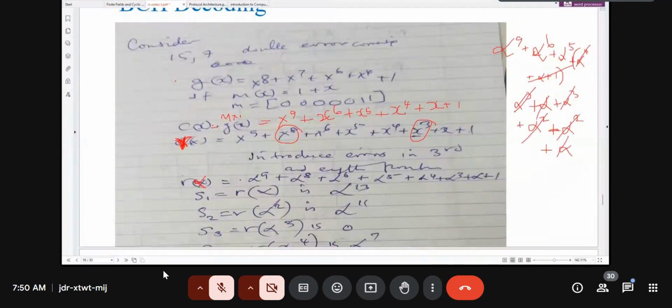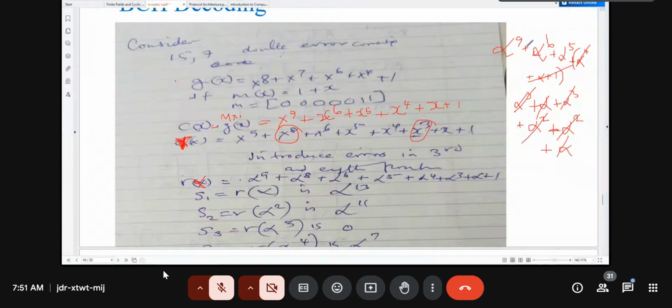So if you replace this with alpha to the power of 2, and you replace this with alpha to the power of 2, alpha to the power of 2, alpha to the power of 2, of course you're going to get this to be alpha to the power of 18, alpha to the power of 16, alpha to the power of 12, alpha to the power of 10, alpha to the power of 8, alpha to the power of 6, alpha to the power of 2 plus 1.